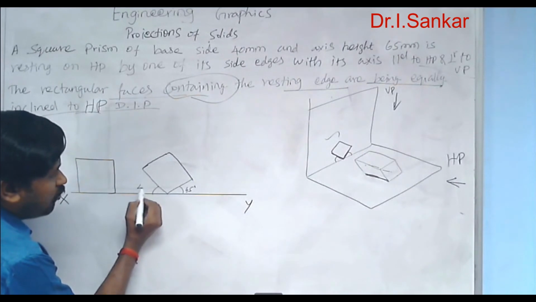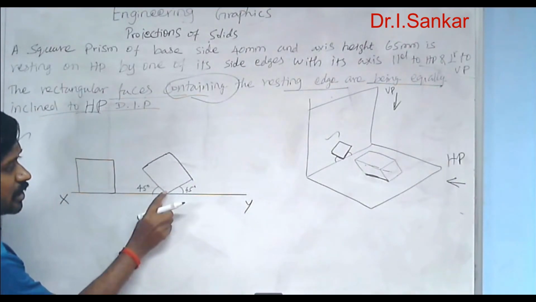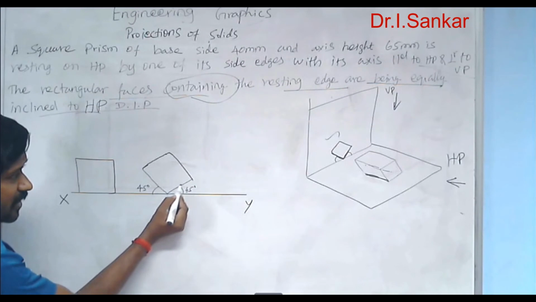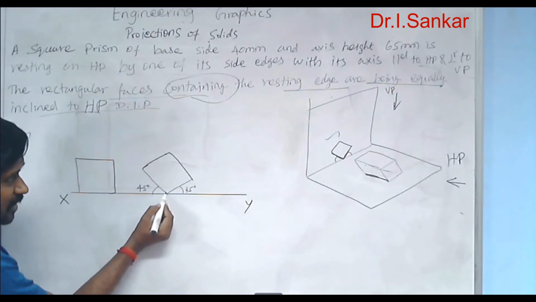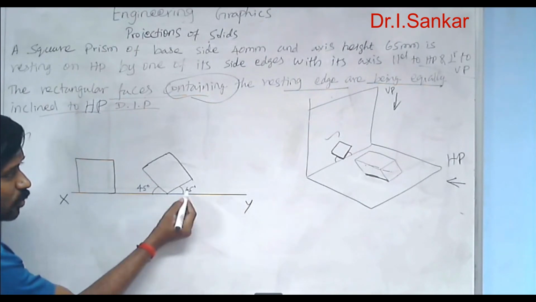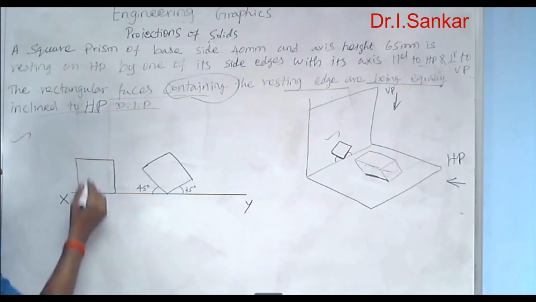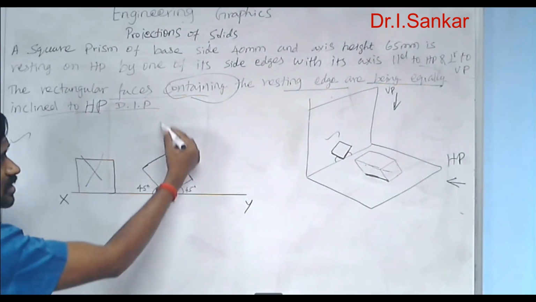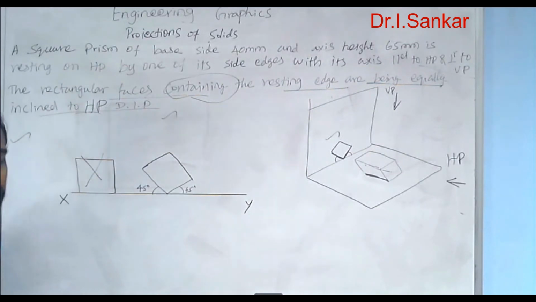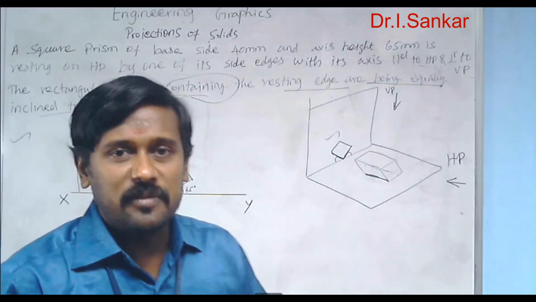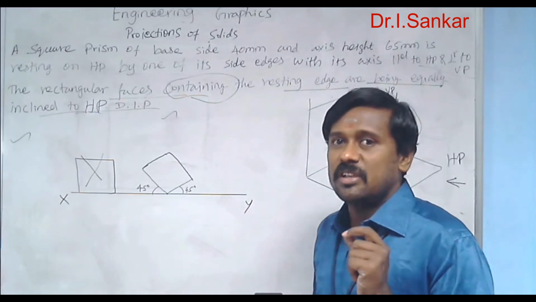So here also 45. This is nothing but equally inclined. The sides, the surfaces, this is the first surface and the second surface, which are all contained by the resting edge, are equally inclined to the horizontal plane. And this choice is wrong, that choice is right. Okay. In that way you have to draw the base view of the solid. After that you have to mention the name for them.